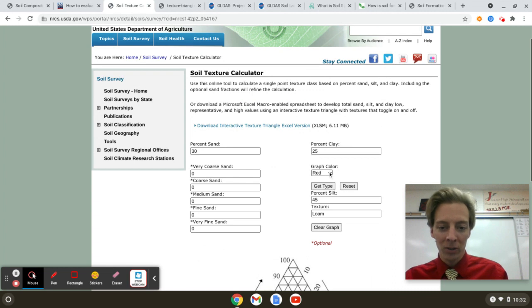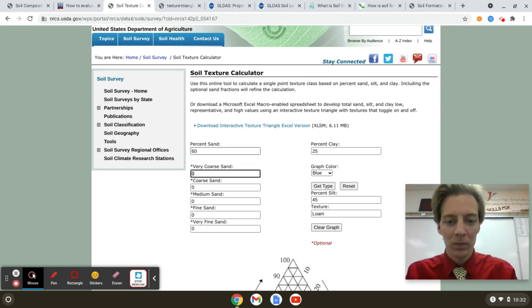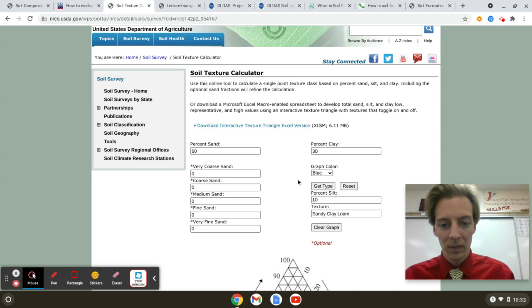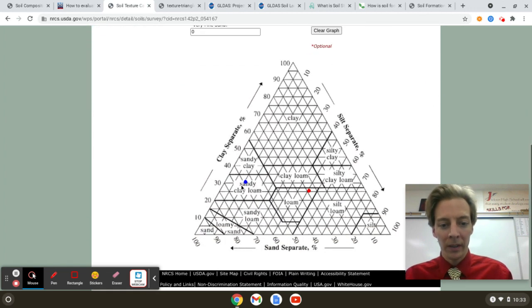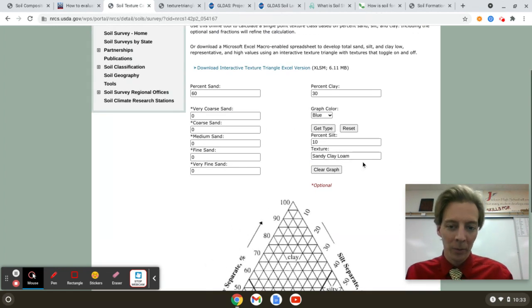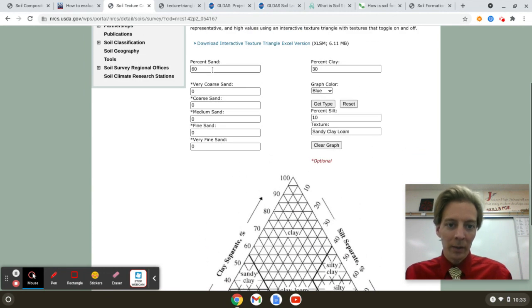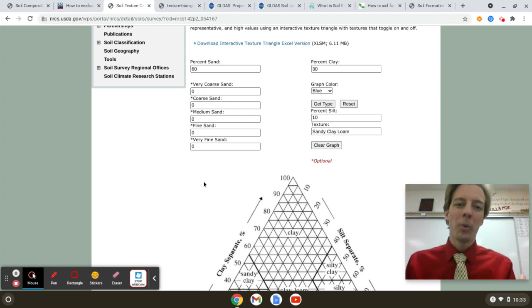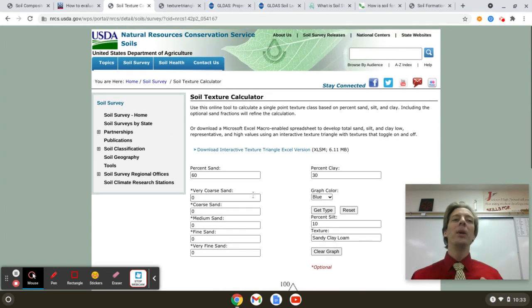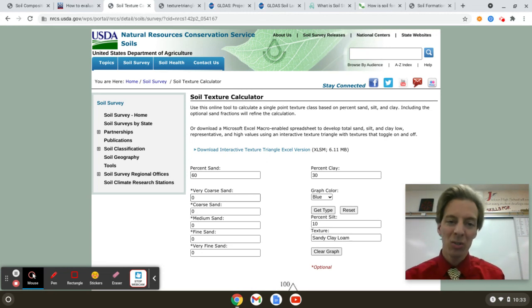Ooh, and I can change the color on the graph. So now I can add a blue one that is 60 and 30. And that put a blue one on there. And because I didn't reset it, it left the other one. That's why. And it tells me it's sandy clay loam, right? And when it says percent sand, if I want to be more detailed than 60, I could break it down further, because when you pull up sand, you've got all sorts of mixtures, right? This is all texture.